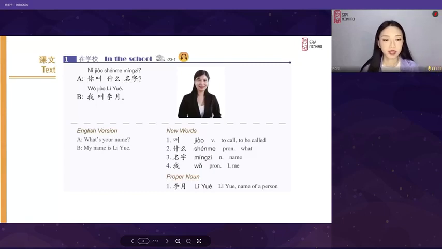叫. This word means to call, to be called. It is always used to express someone's name, okay? First one is 叫.